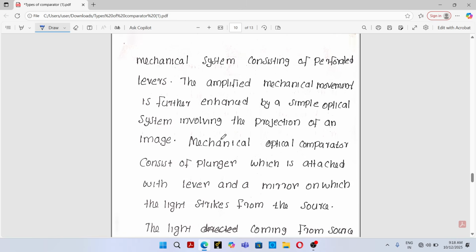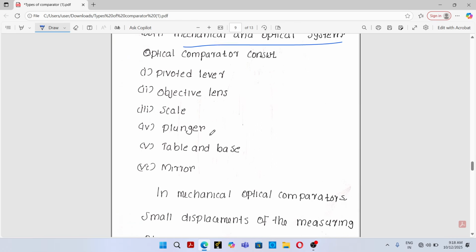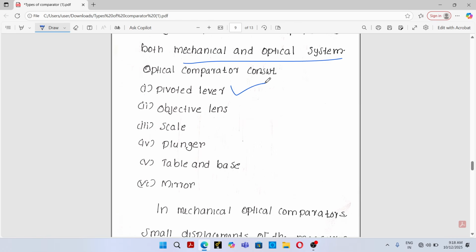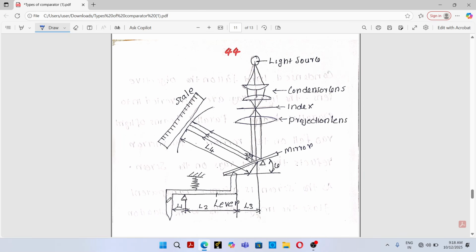This is a figure of an optical comparator. The main parts are a pivoted lever, objective lens, scale, plunger, table and base, and mirror. This is a plunger, this is a lever, and this is a mirror, and there is a light source, a condenser, a projection lens and a mirror scale.